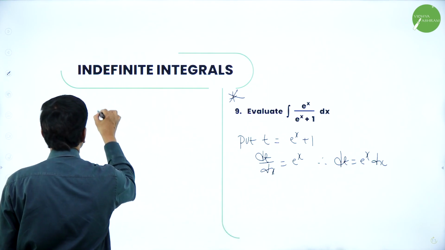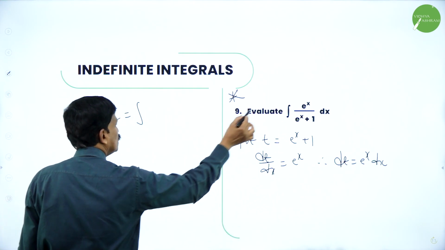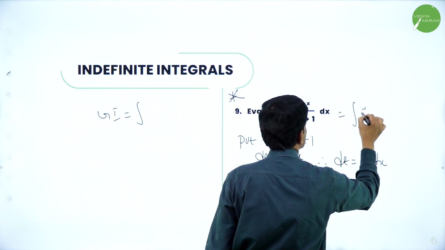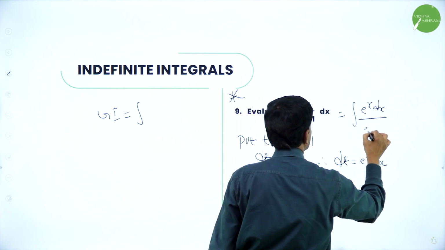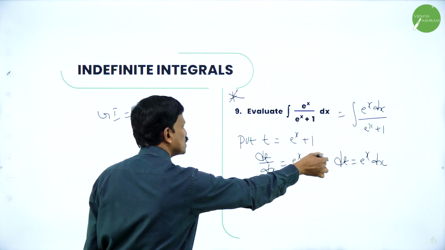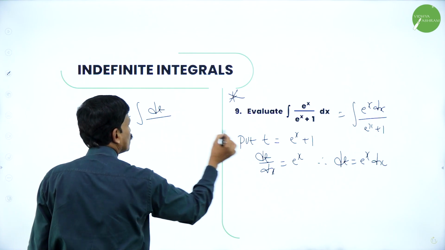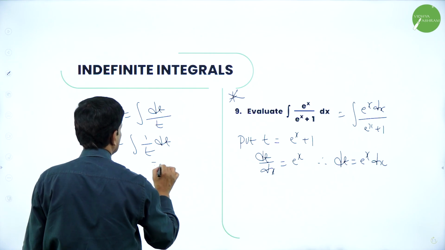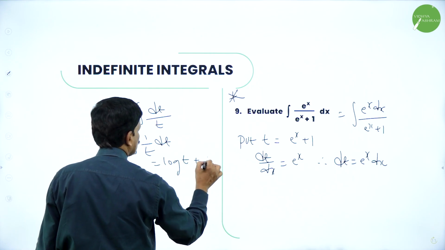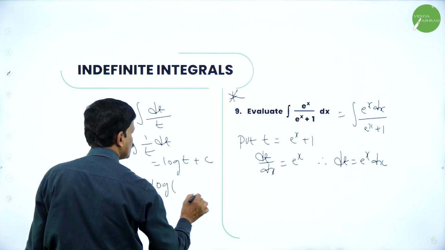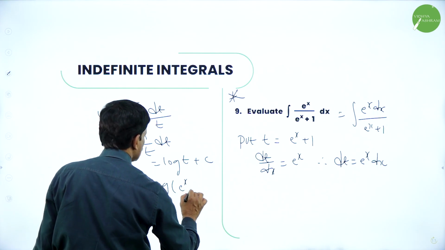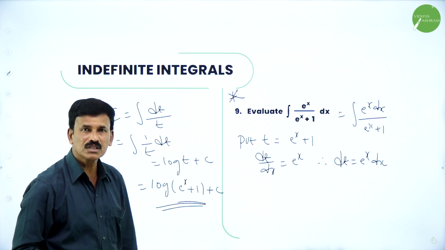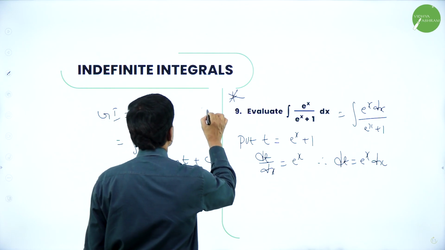So, the given integral becomes the integral of e to the power of x dx divided by e power x plus 1. E power x dx is equal to dt, and e raised to x plus 1 is t. So, this is the integration of 1 over t dt. Integration of 1 over t is log t plus c, the logarithm of t. What is t? T is e power x plus 1, plus c is the integrated answer. That is it. Okay. Very simple. This is a 2-marker question.